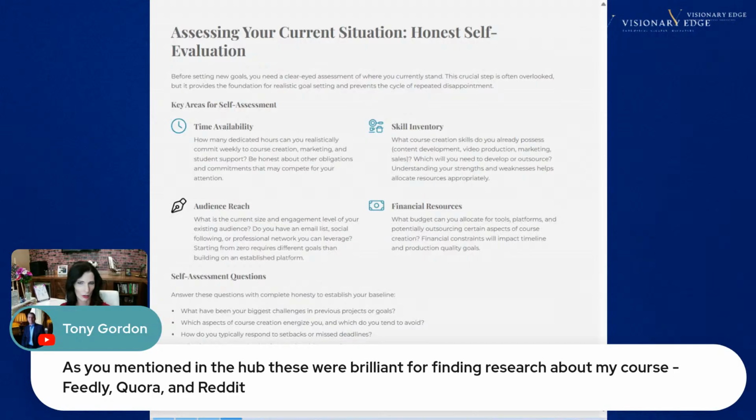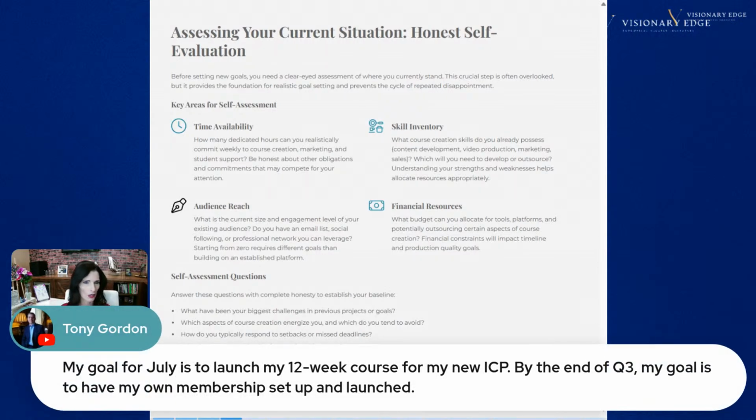We will continue this training going forward, but this should give you a good start to be able to start mapping out Q3 and what your goals are for Q3. You've got a good base for launching your online course. And what did you say? Your goal is to launch your 12-week course for your new ICP by the end of Q3. Your goal is to have your own membership set up and launched.